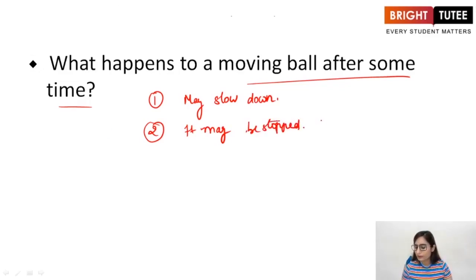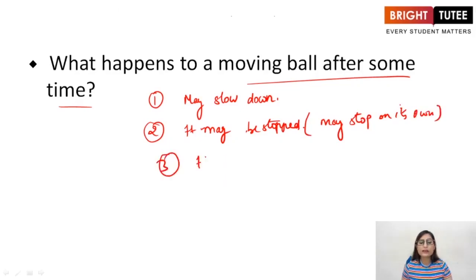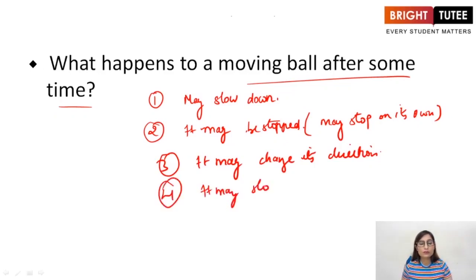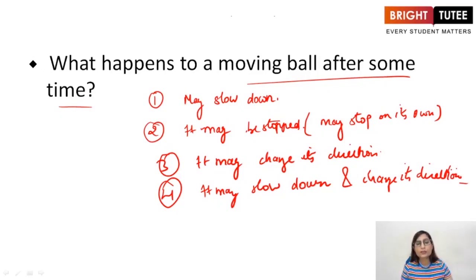It may stop on its own, right? Thirdly, it may change its direction, right? And fourthly, it may slow down and change its direction, right? So these are the possibilities that are supposed to happen with the moving ball, right? A football, when you kick it while playing, may stop after some time, right? And it may change its direction. It is not always possible for an object to continue in the same direction. It may slow down and change its direction. Basically, both can happen simultaneously, right?